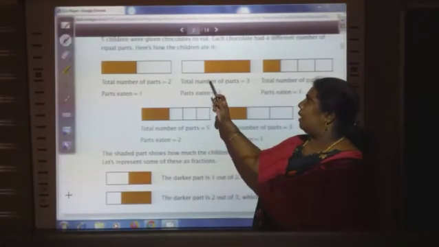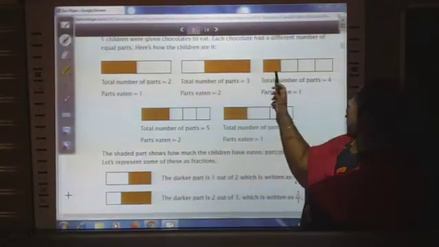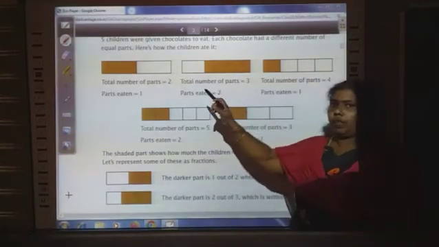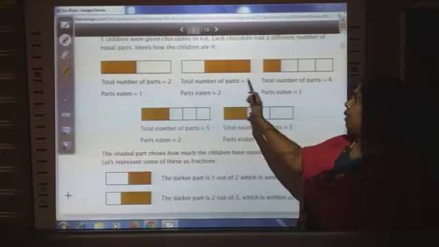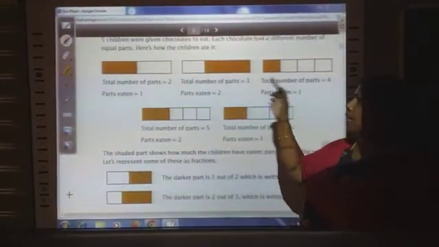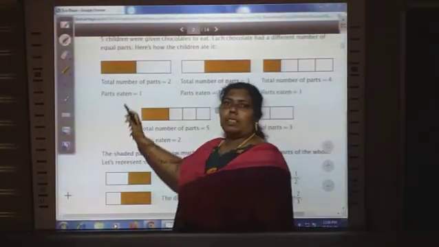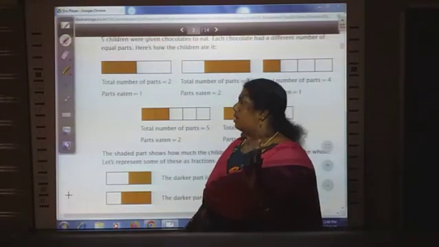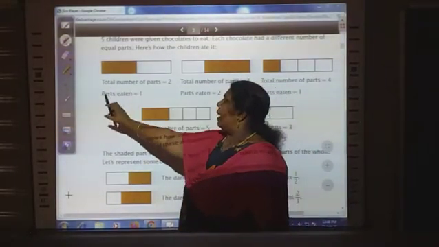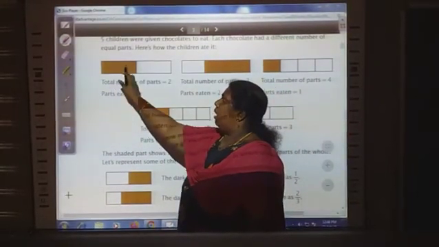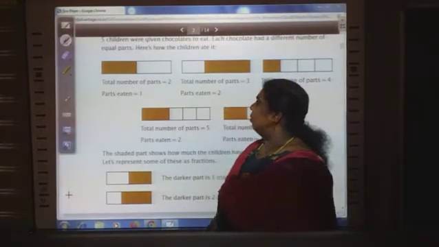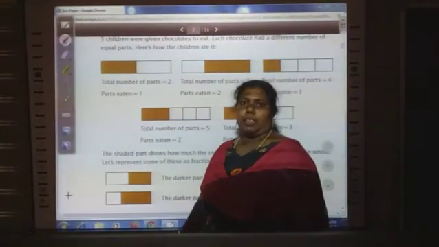Here 5 children were given chocolates to eat. Each chocolate had a different number of equal parts. Here how can we write how the children ate it? See here, the first one is a rectangle shape. It is divided into 2 parts, right? So here the total is 2, and here how much? Only 1 part. So how can we write the fraction here?